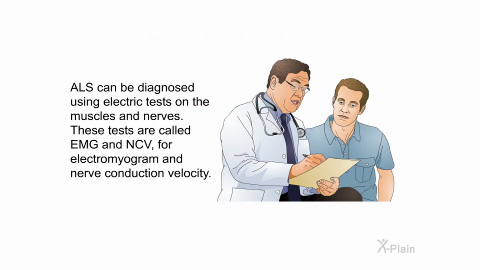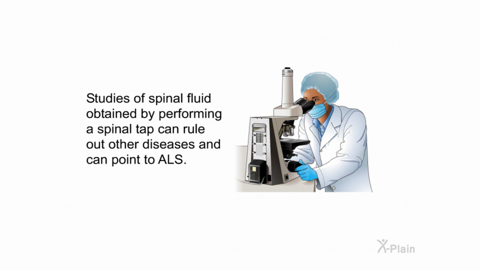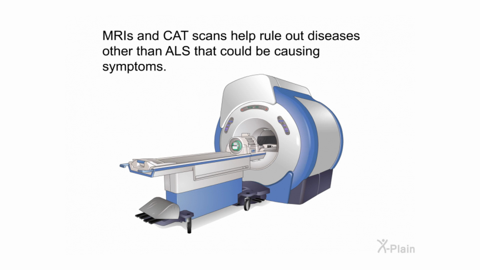ALS can be diagnosed using electric tests on the muscles and nerves. These tests are called EMG and NCV, for electromyogram and nerve conduction velocity. Studies of spinal fluid obtained by performing a spinal tap can rule out other diseases and can point to ALS. MRIs and CAT scans help rule out diseases other than ALS that could be causing symptoms.